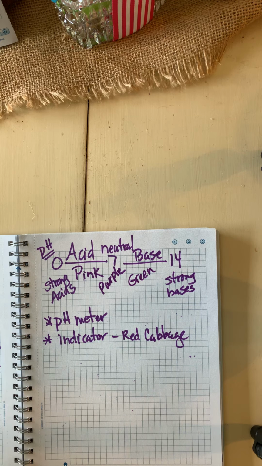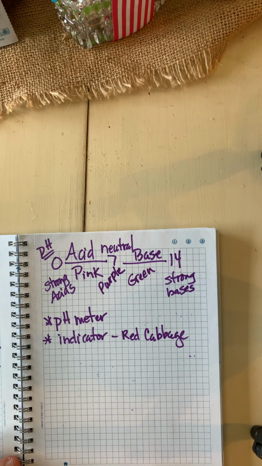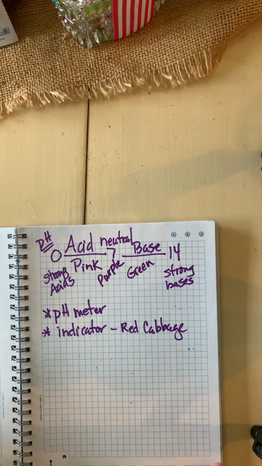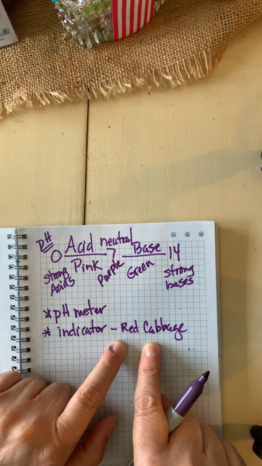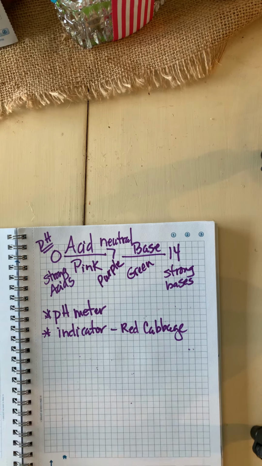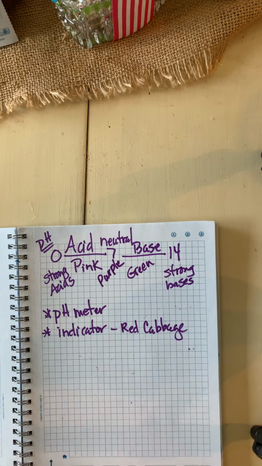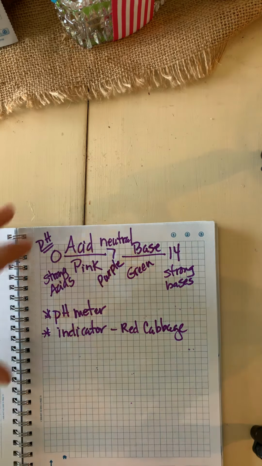Now, there were a couple other things in the lab that I wanted to go over real quick that you should have found out. One, of course, is how we use indicators to indicate pH. But one of the other things that you should have understood is that the amount of the substance does not influence the pH. Here's what I mean by that.